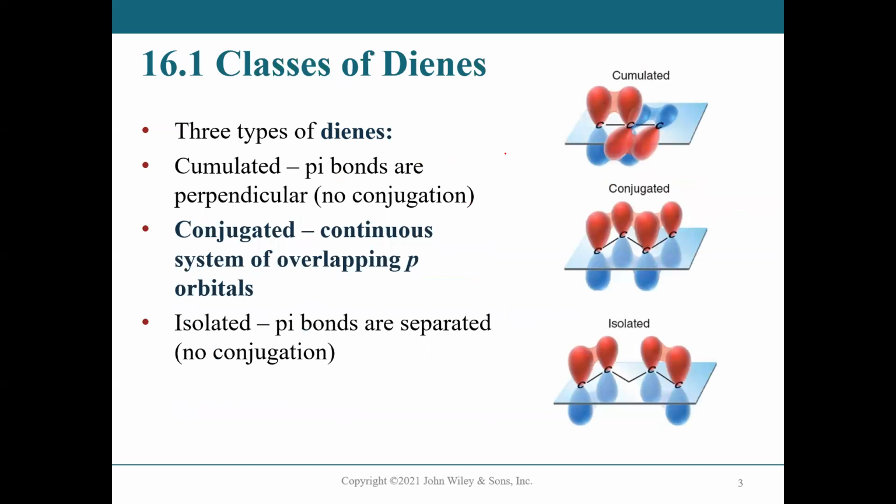So, the 3 types of dienes are your accumulated, conjugated, and isolated. Accumulated pi bonds are perpendicular. The conjugated have a continuous system of overlapping pi orbitals, and that works out really good when we want to have charge stabilization. And then you have your isolated where the pi bonds are separated and there's no conjugation, and we showed an example of that.